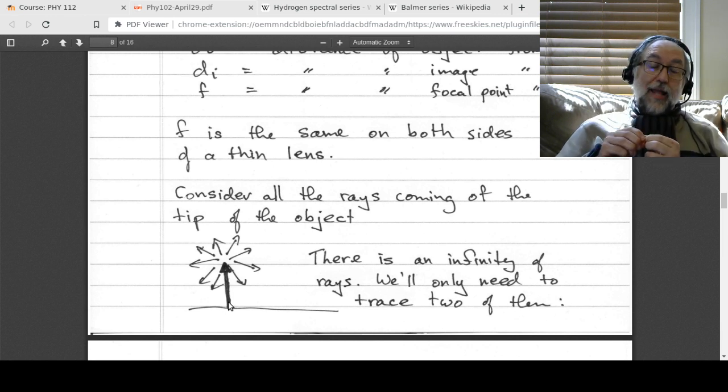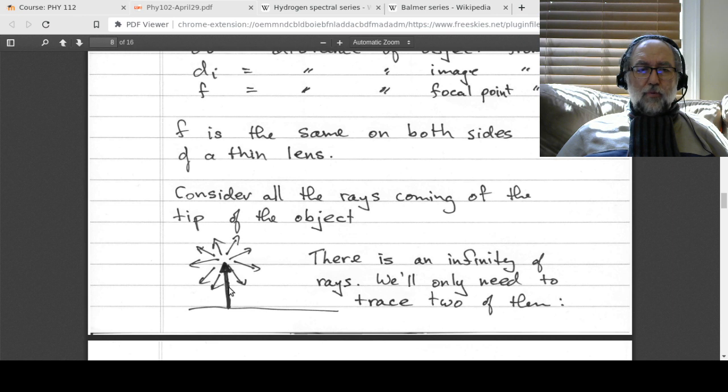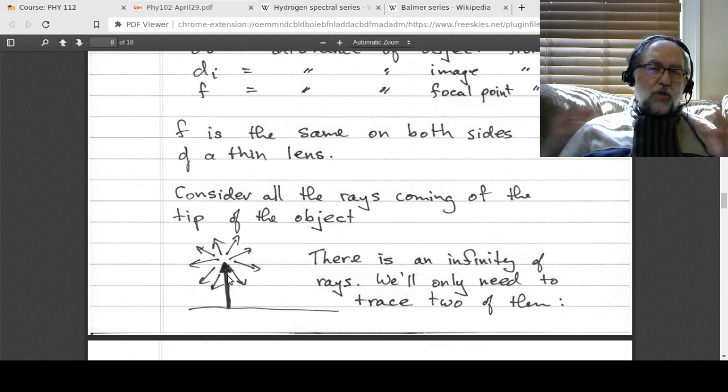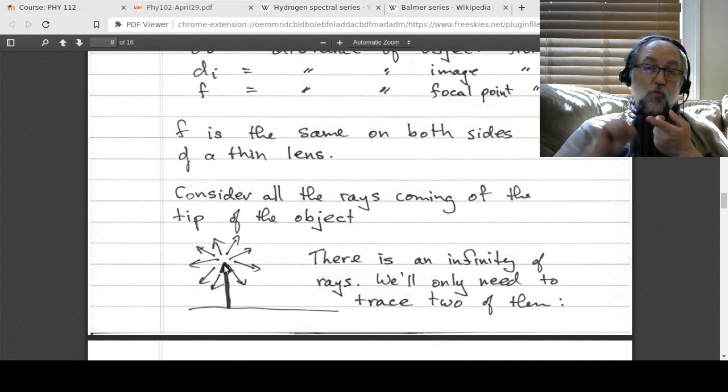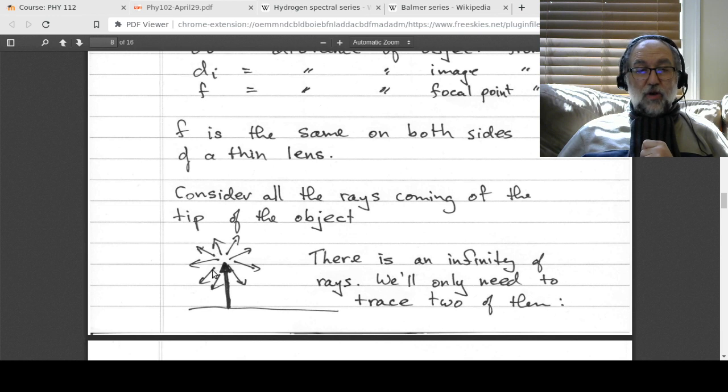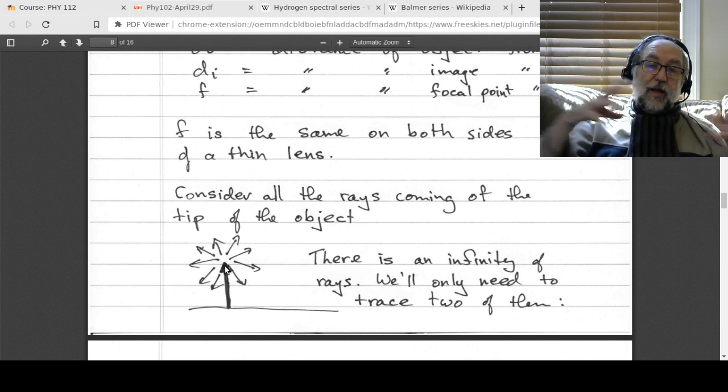And every point on that object is actually emitting an infinity of rays in all directions. Every single point. So the base here and that point there and that point there, every single point. But we're not going to trace all of those because then it would get really messy. We're just going to trace the rays that are leaving the tip of the object. Okay, so there's these rays that are leaving the tip of the object. And even there's an infinity of rays, which is what I tried to draw here. All of these rays leaving the tip of the object, they're all traveling in different directions, okay?